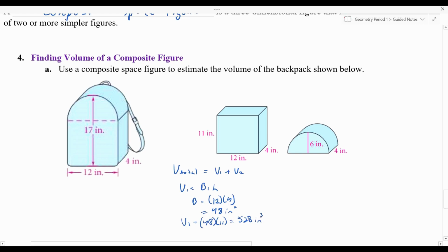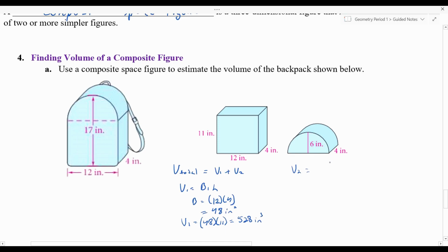So that is volume 1. Volume 2, or V2, still is going to be B2, right? But in this case it is half a cylinder, so I need to make an adjustment. It is half a cylinder, so whatever the formula for a cylinder, I'm going to just take half of it.